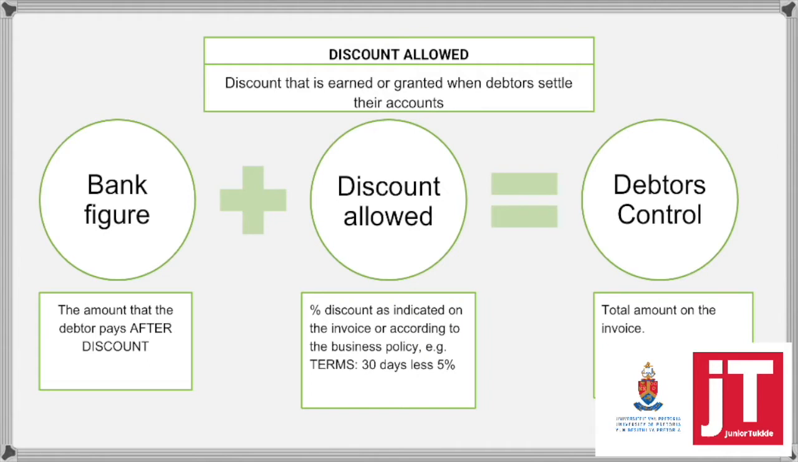Remember that discount allowed is earned or granted when a debtor settles their account. So when you enter it into the CRJ, the bank figure is always the amount after discount. The discount allowed is the percentage discount, for example, 5% after 30 days. And the final debtor's control amount is the total owed by the debtor.